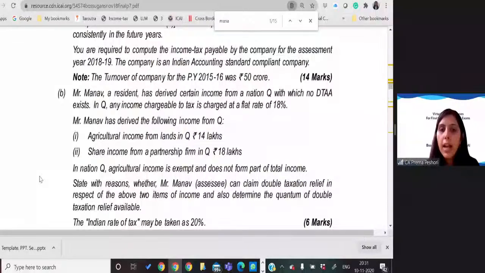Agricultural income from land in Q, 14 lakh. Share income from a partnership firm in Q, 18 lakh. In nation Q, agricultural income is exempt and does not form part of total income. State with reasons whether Mr. Manav can claim double tax relief in respect of the above two items of income and also determine the quantum of double tax relief. The Indian rate of tax may be taken as 20%.